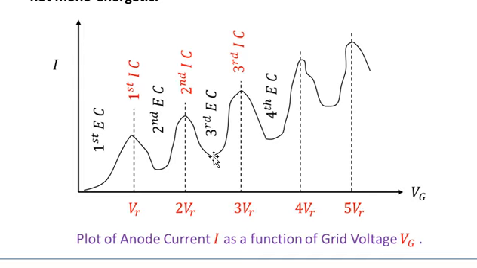And then of course after this dip, when the grid voltage is further increased, you see that the elastic collisions are being dominated in this region. Again the current is rising, and this rise in the current indicates that more electrons are now reaching the plate, which means that the electrons now frequently have elastic collisions.